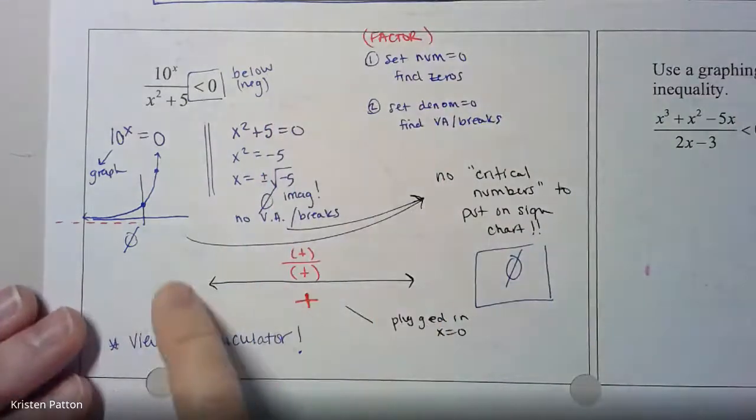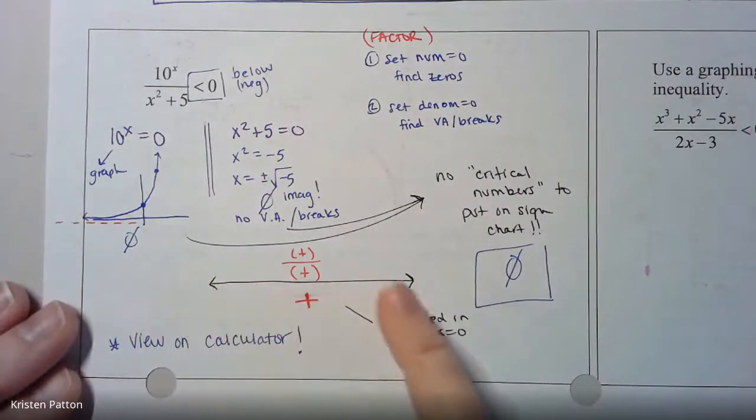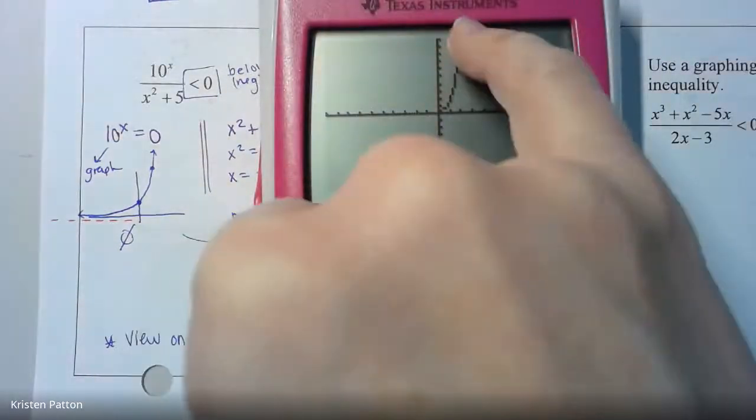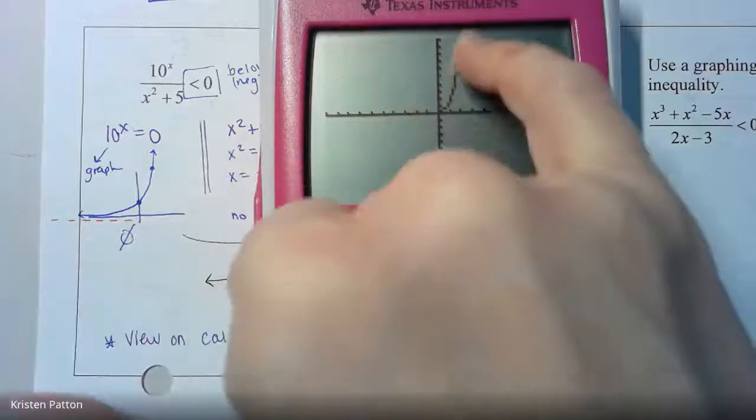Because at first, maybe some of you were going, wait, there's nothing on that sign chart? Maybe that was uncomfortable, right? But it's okay. Because if this graph is never negative, then you're right. We shouldn't have had anything.